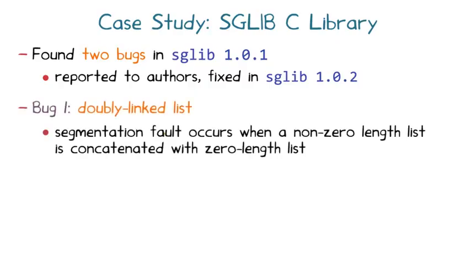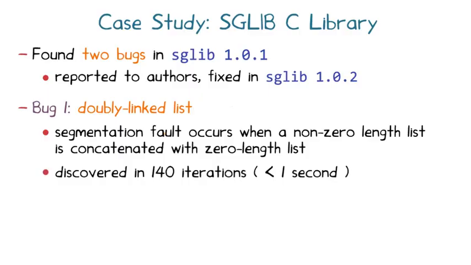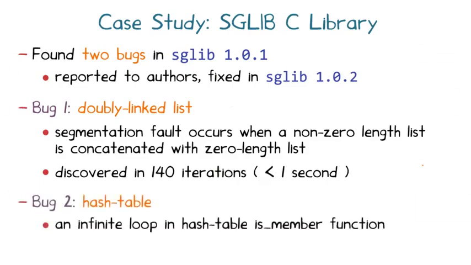The first bug in the doubly linked list library is a segmentation fault that occurs when a non-zero length list is concatenated with a zero length list. This bug was discovered in 140 iterations in under 1 second. This bug is easy to fix by putting a check on the length of the second list in the concatenation function. The second bug, which is a more serious one, was discovered in the hash table library in 193 iterations in 1 second.